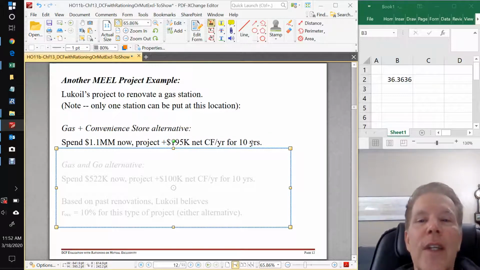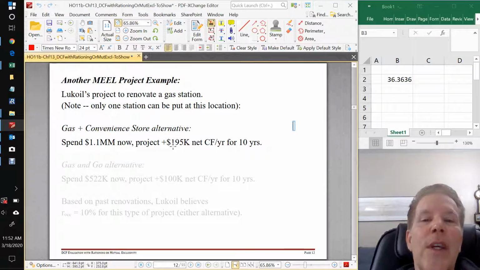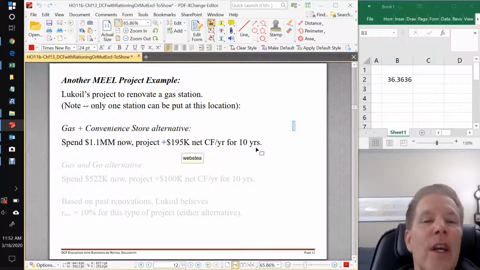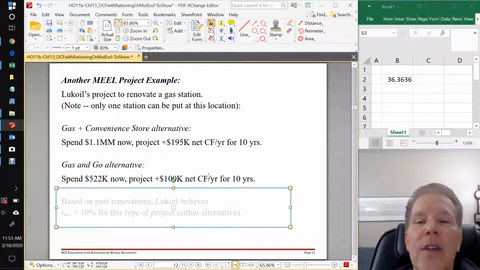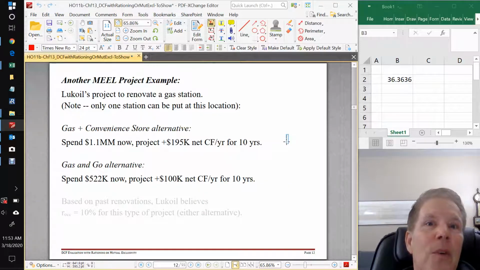The first one is what they call their gas plus convenience store alternative. For this alternative, they'd have to spend a little more than $1 million now, and then they believe that their net after-tax cash flows from that gas station would be about $195,000 per year for the next 10 years. And they have another alternative. So clearly they can do one or the other here. They're not going to be able to do both.